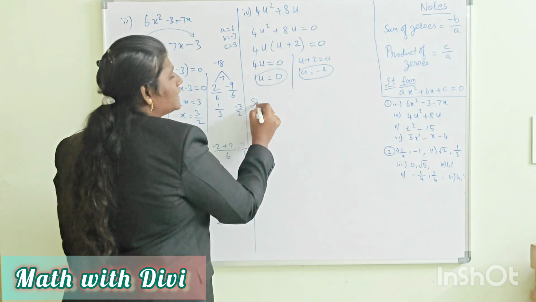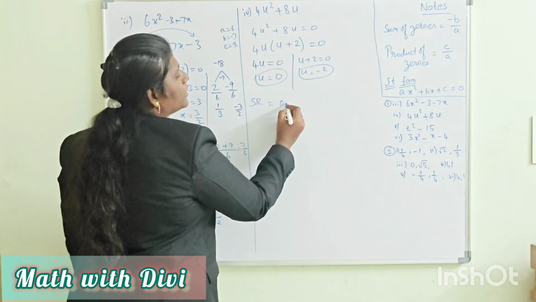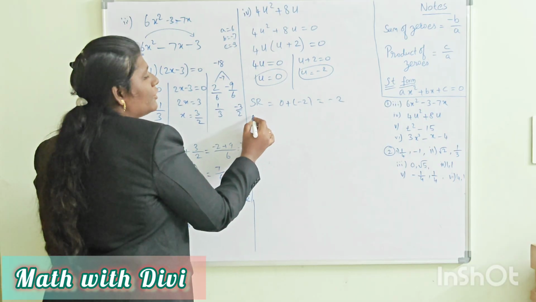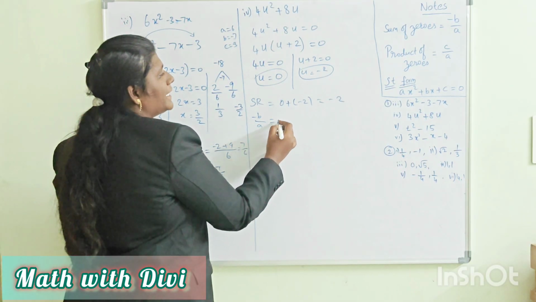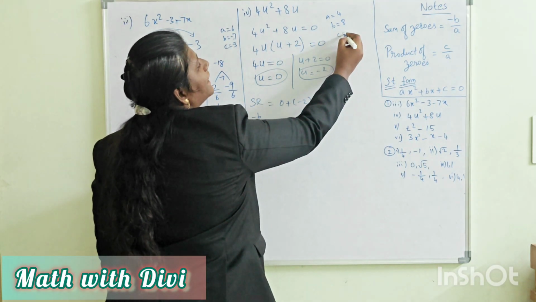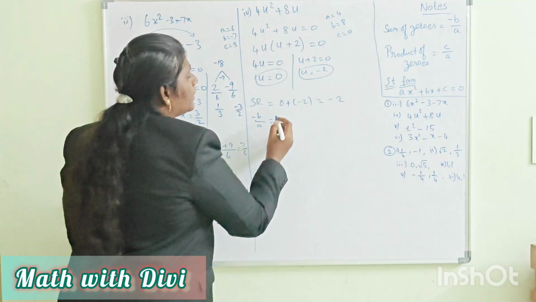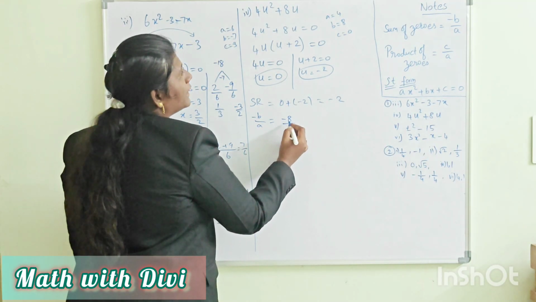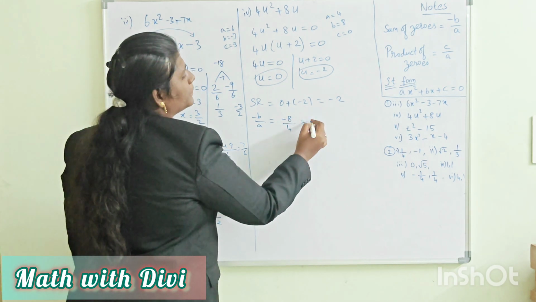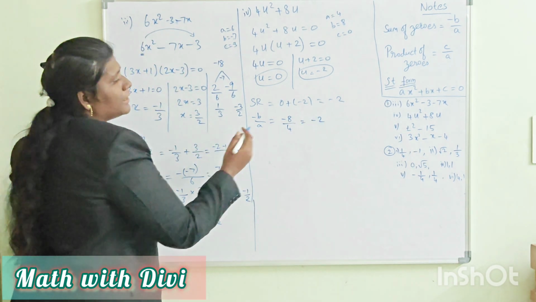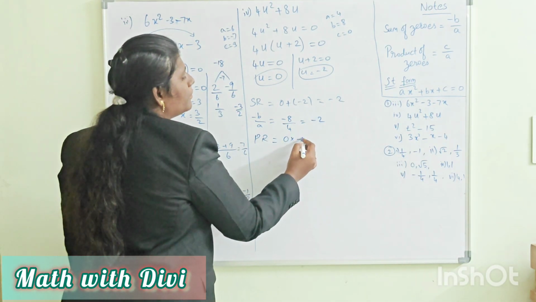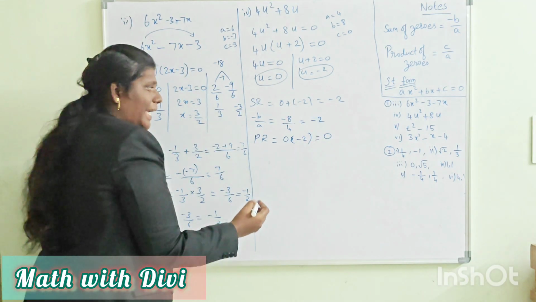We have to verify sum of zeros. How to verify? Sum of zeros, 0 plus of minus 2 is minus 2, and sum of zeros is minus b by a, right? Minus b by a. What is a here? a is equal to 4, b is equal to 8, c is equal to 0. There is no c at all, right? Minus 8 by a is 4. So if we cancel, only minus 2. Understand? Yes. Both are equal. Now product of zeros. Product of zeros is equal to 0 into minus 2. Right? So if we multiply, the answer is 0.